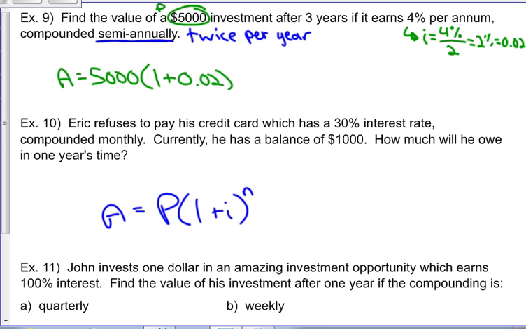Similarly, the 3 years helps determine N, but it's 3 years twice per year. How many compounding periods is that? That's 6. 2 times per year for 3 years makes 6. Or 3 times 2 we could think of it as.